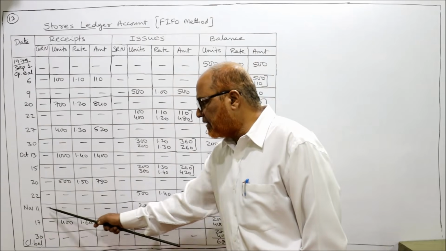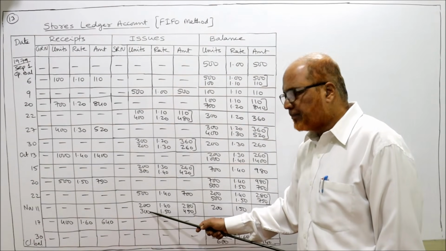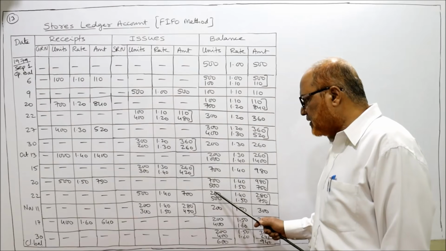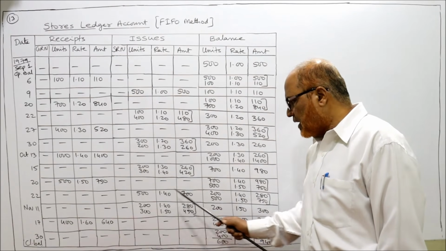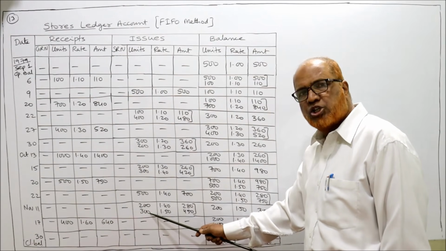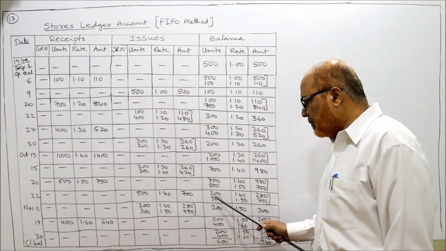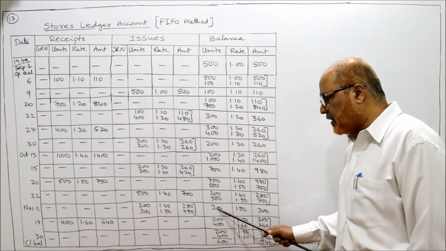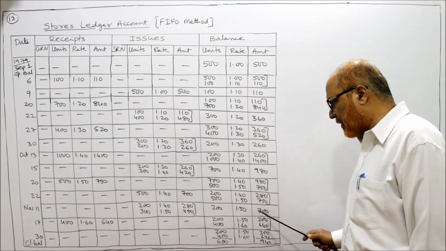Now November 11th there is an issue of 500. How to issue 500? This 200 will be completely used, and out of 500, 300 will be issued. So the remaining 500 minus 300, 200 units is the balance at 1.50.